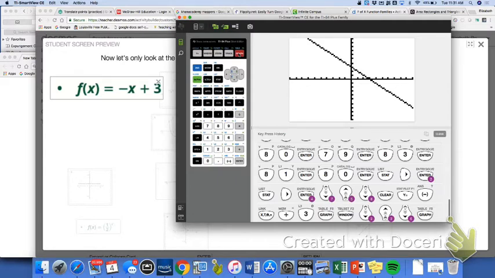Which graph number, or what graph letter, did we just find? So now you've got 6 graphs in front of you. One of them is negative x plus 3. What letter is that, ma'am? Letter L. Do we agree?